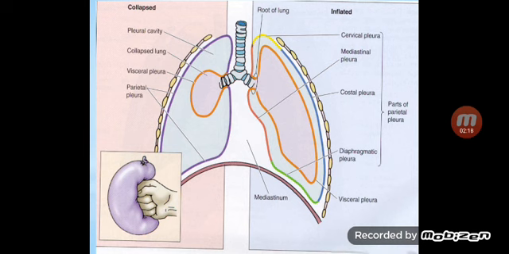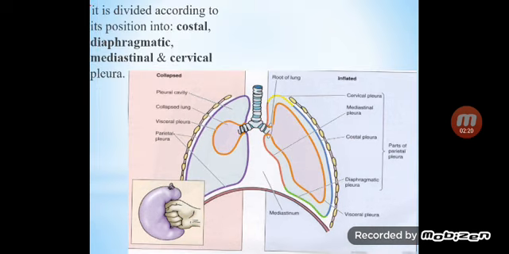So, as I said, the parietal pleura, we will explain in this lecture. It will be divided into 4 parts according to its position. First is the costal pleura, second is the diaphragmatic pleura, then the mediastinal pleura, and finally the cervical pleura.